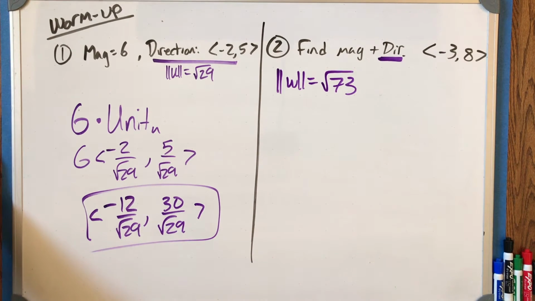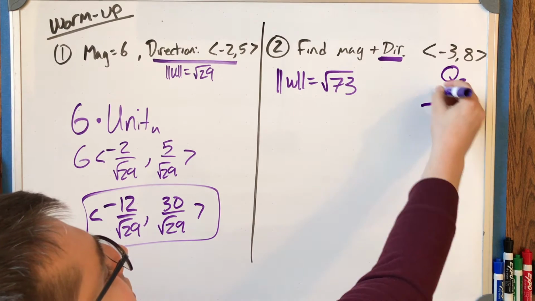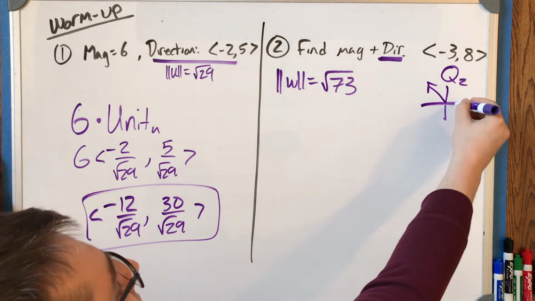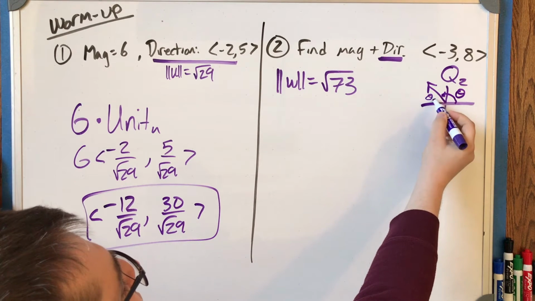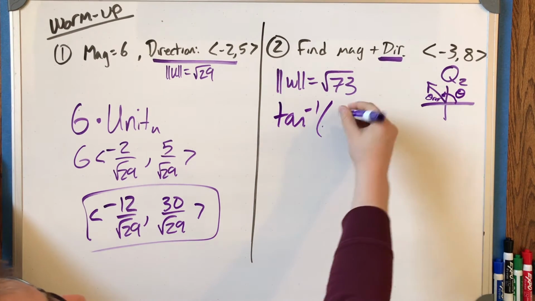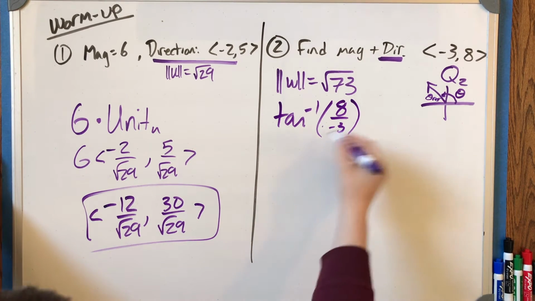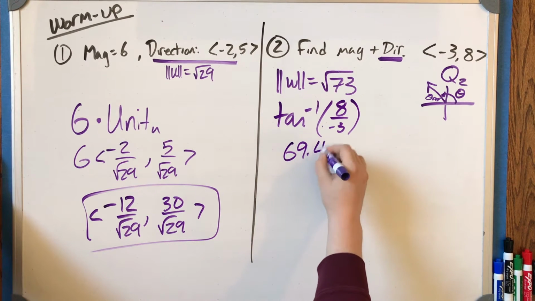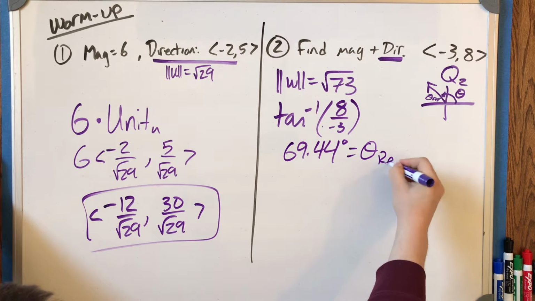Now for the direction, a couple things we have to pay attention to. First is that this is in quadrant 2, and I know that because it's -x, +y, so this vector is pointing this way. When it asks for the direction, this is what I'm looking for, but what I'm actually going to find first is this, a little reference angle. So I'll do tan inverse of the y over the x value, and doing that in my calculator, what did I get? 69.44 degrees.